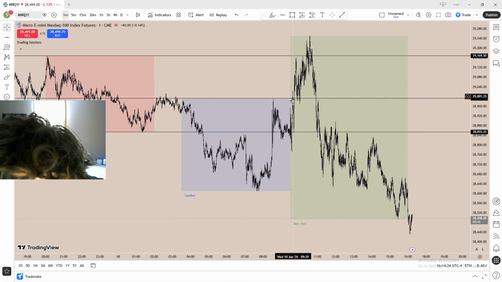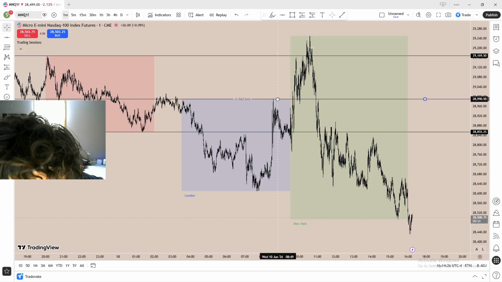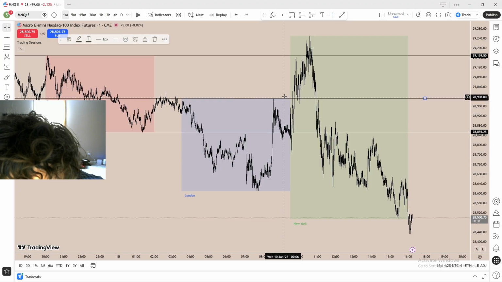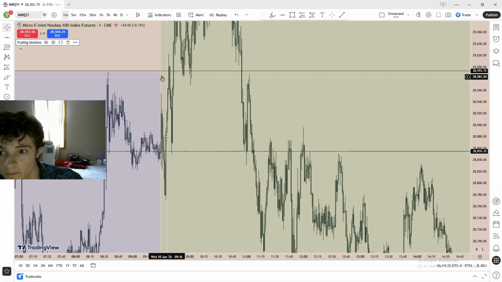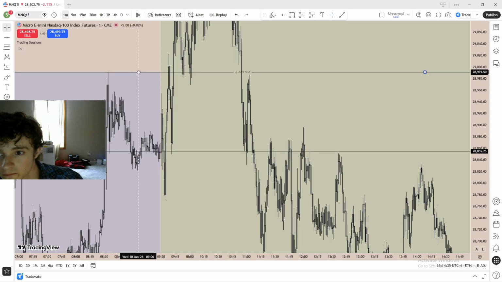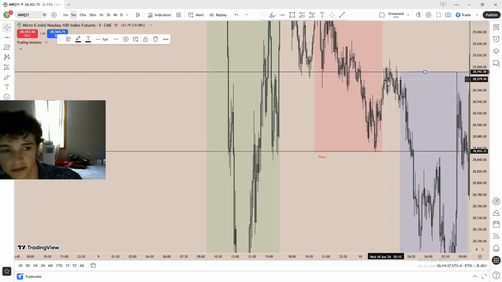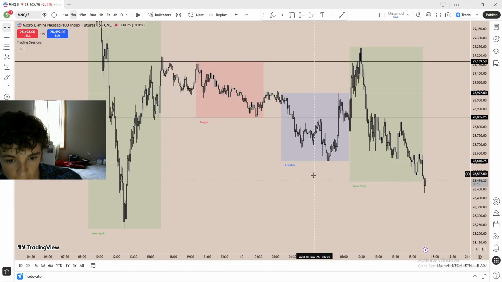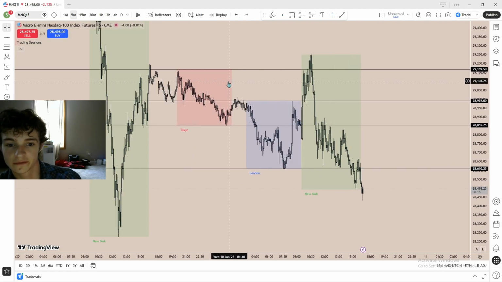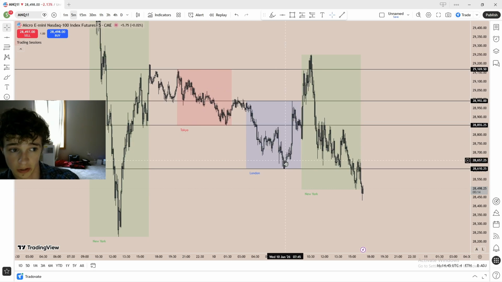Gotta make sure it's exact. Nope, it's not exact. I usually just do this on the 5 minutes. It's so much easier. I don't know why I'm on the 1. Alright, so right now I have Asia and then London marked.